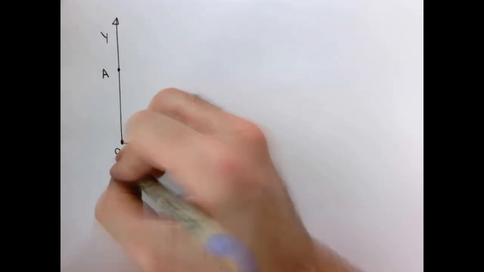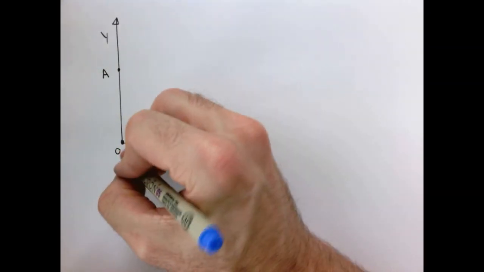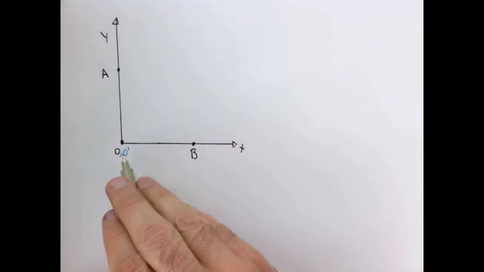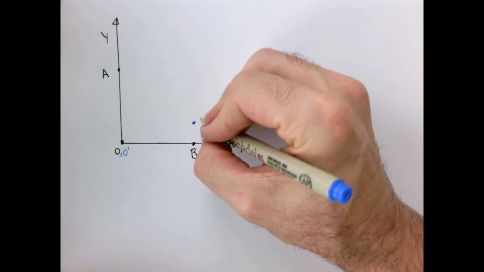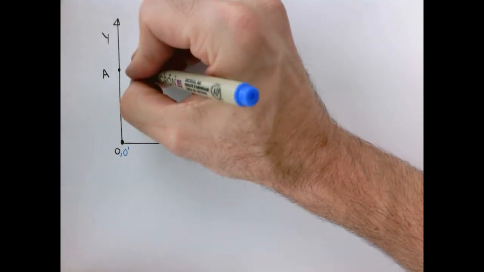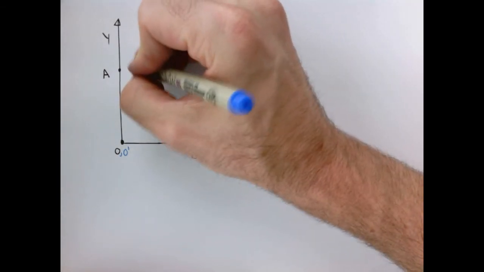Now let's consider a deformation. Just for simplicity, let's say the origin doesn't move, but point B moves to here, and point A moves to there.